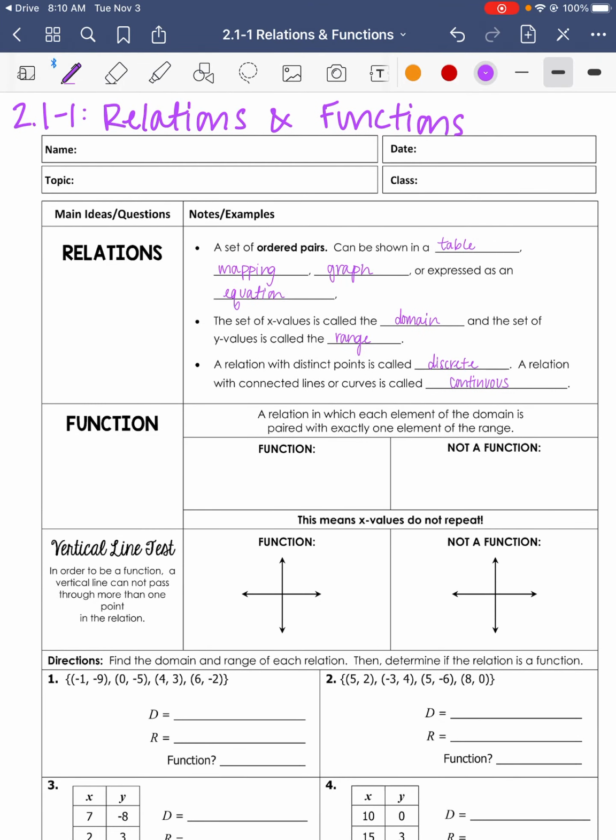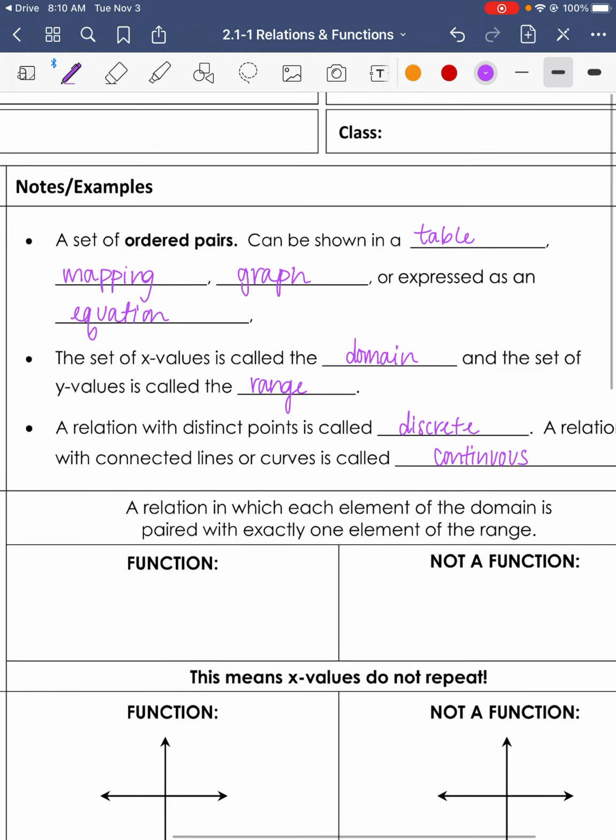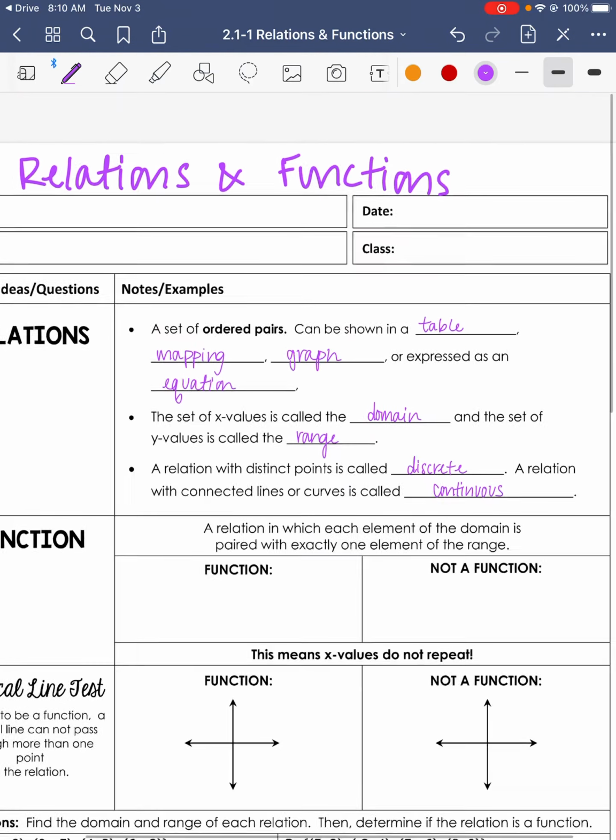All right, so here we have section 2.1-1 notes. So this is the first half of 2.1's notes. And I put at the top here the title, Relations and Functions. So I've already filled in some of the words here, so we can just talk about it really quickly and not spend too much time on the video writing.